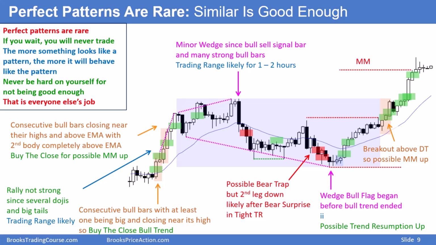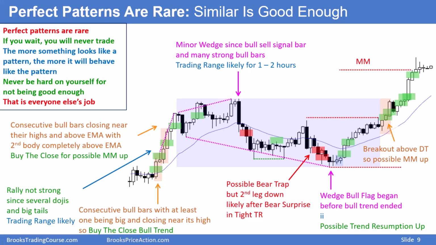And that's one of the advantages of the encyclopedia. If you look in the section on wedge bottoms, I have maybe 50 or 100 examples. If you look at them, you'll see that most of them are not perfect, and that should give you confidence to take trades that look less than perfect.